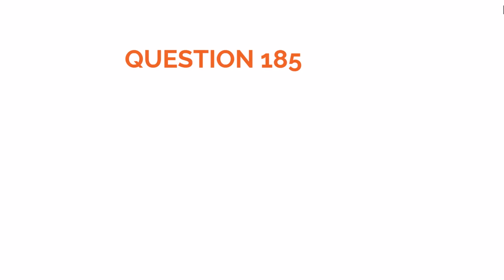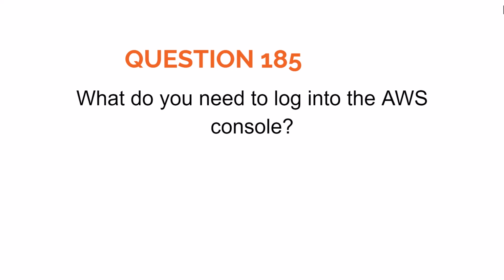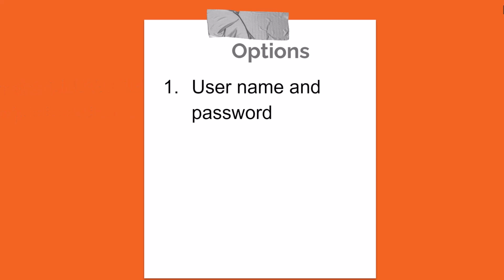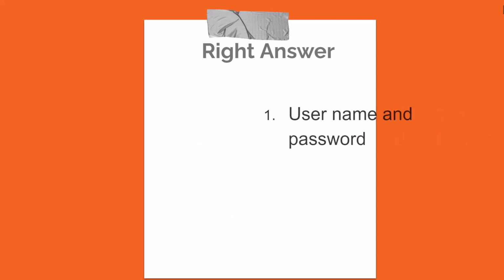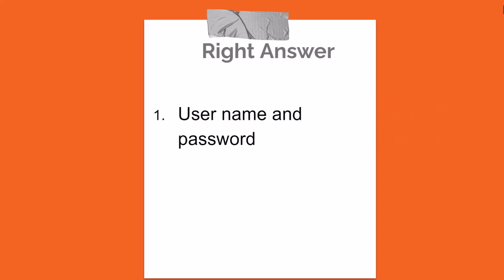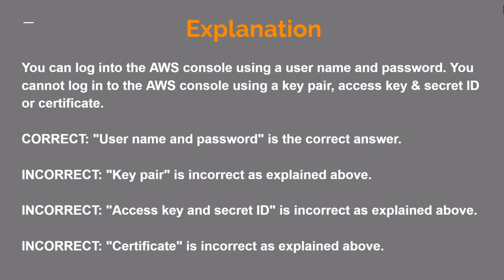Next question. What do you need to log into the AWS console? Now the options are: option 1, username and password; option 2, access key and secret ID; option 3, certificate; option 4, key pair. And the correct answer is option 1, username and password. You can log into the AWS console using a username and password. You cannot log into the AWS console using a key pair, access key and secret ID, or certificate.